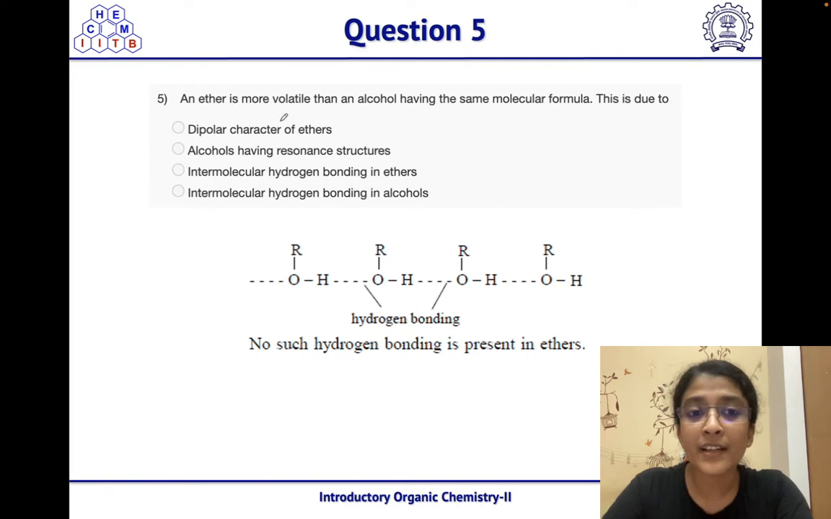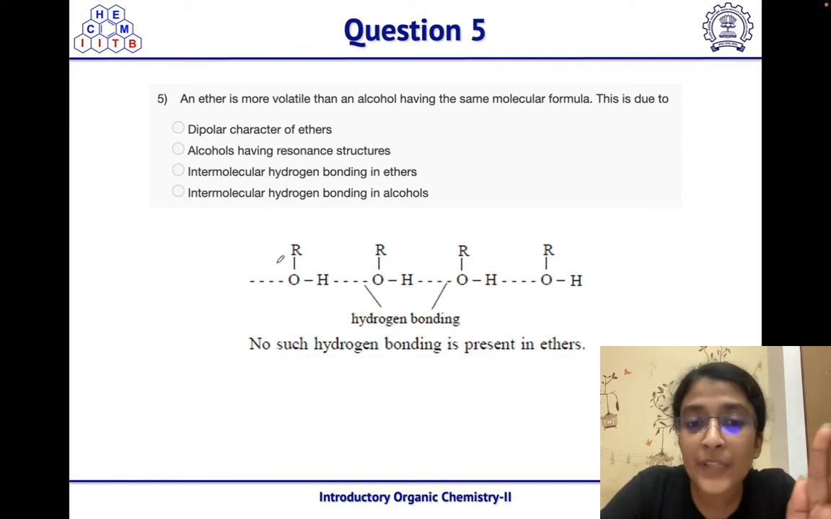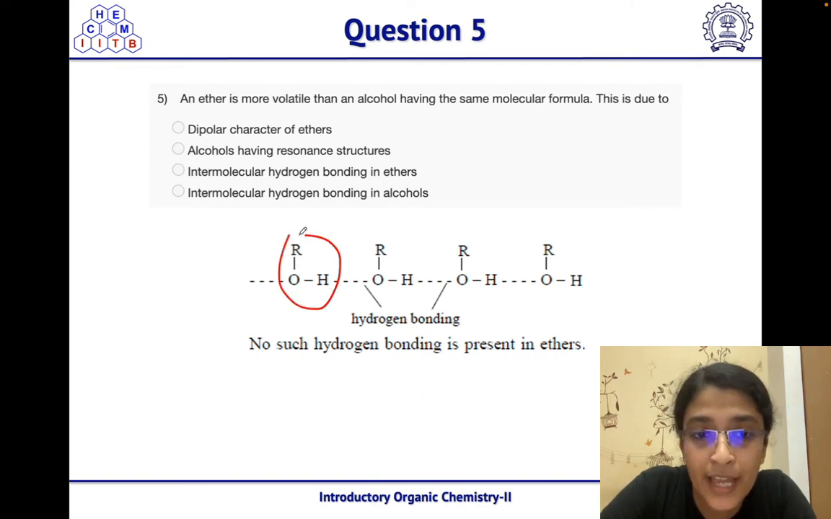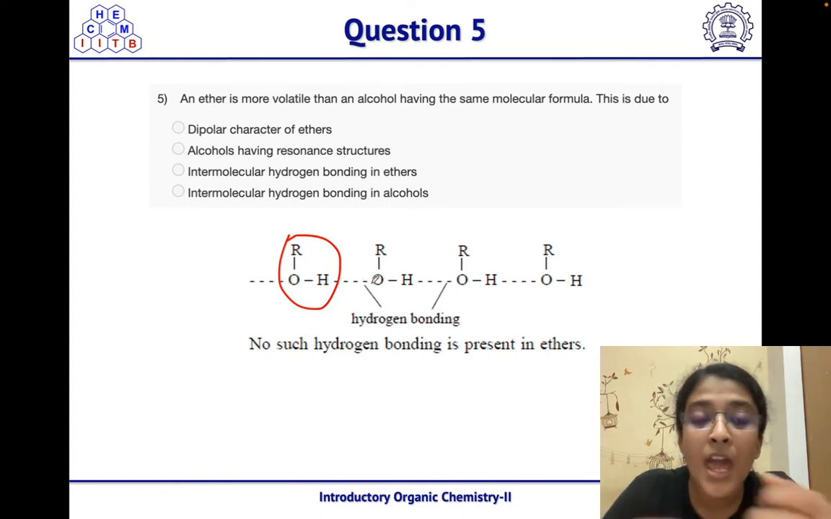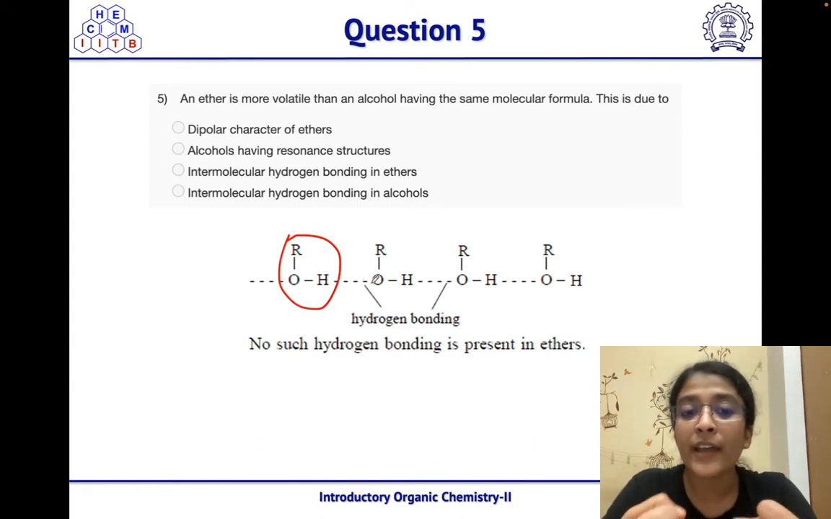Is this clear? Any doubt, ma'am? Once again repeat, ma'am. Actually, as we can see here, this is alcohol. ROH is alcohol, and alcohol can form hydrogen bonding. There is an electronegative oxygen atom and hydrogen atom. It can form hydrogen bonding, and hydrogen bonding accounts for 10 kilocalorie per mole of energy.